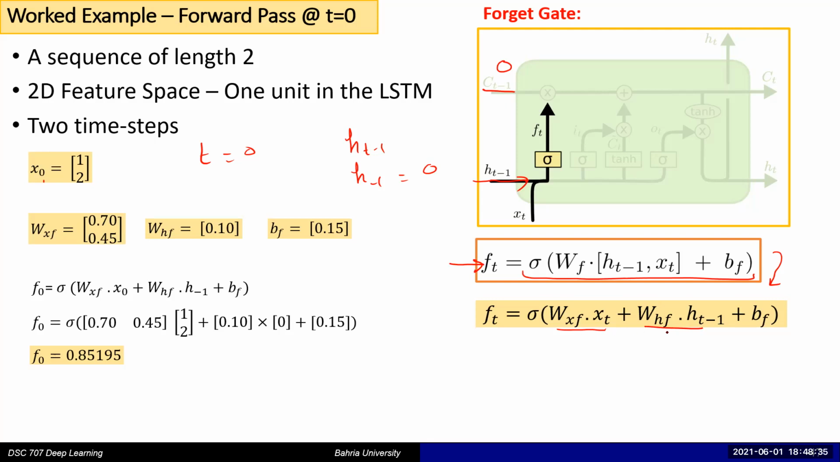Okay, now you have all of these available. T is 0, so you have x naught, which is here. WXF means the weight matrix, which is here. This is also given. And WHF, this is also given. So just plug in the values in this expression. Okay, so you multiply this weight matrix with the input, which is given here, 1, 2. And then you have this WHF multiplied by H minus 1. You add bias, you get a single number. You take the sigmoid of that number, you get pointed.